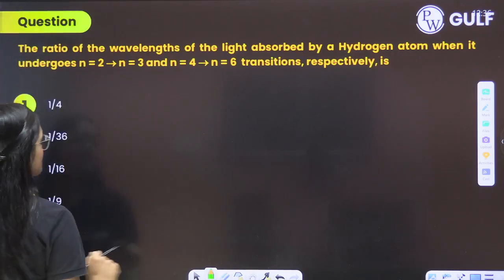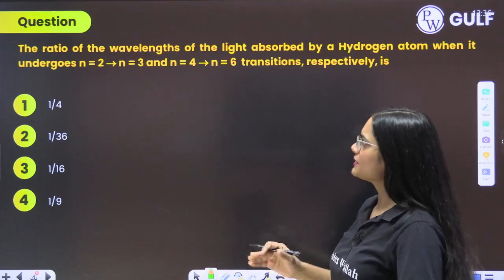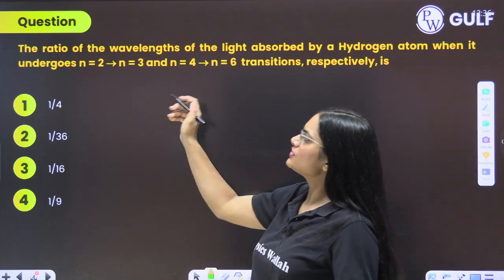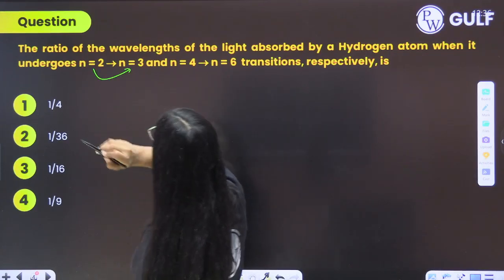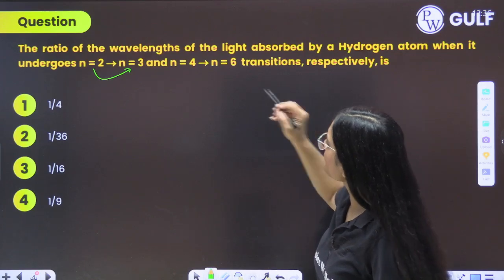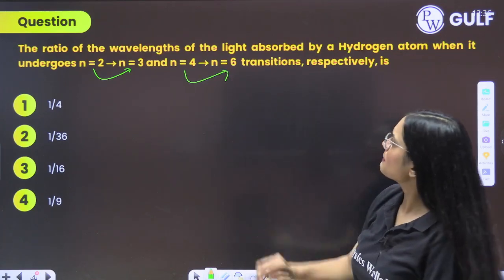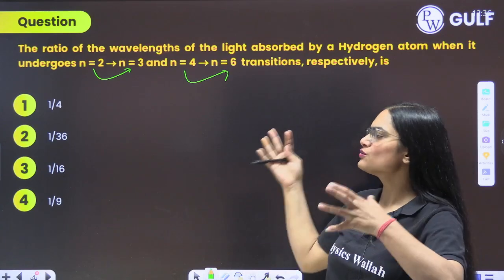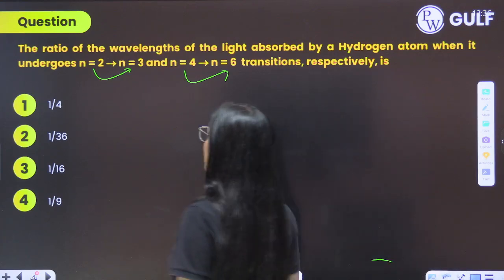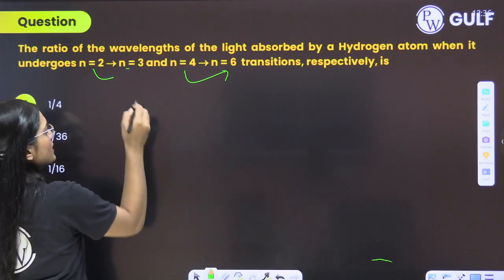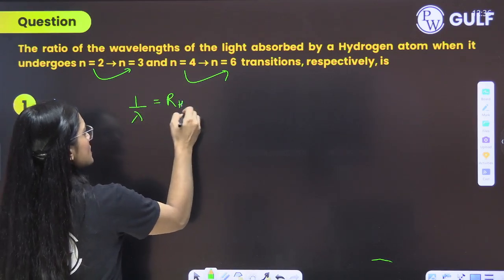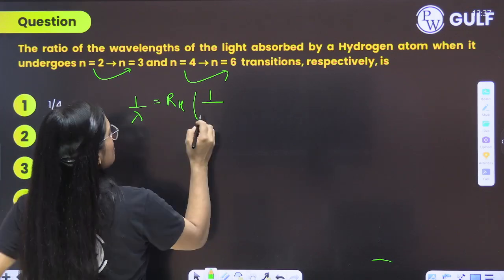Next question. This is from structure of atom. Question here says: the ratio of wavelengths of light absorbed by a hydrogen atom when it undergoes transition from n equals 2 to 4, 2 to 3 and 4 to 6 transition respectively. You have to find out the ratio of wavelengths in these two transitions. So you know the formula. What is that formula? 1 upon lambda is equal to RH times 1 upon n1 square minus 1 upon n2 square.